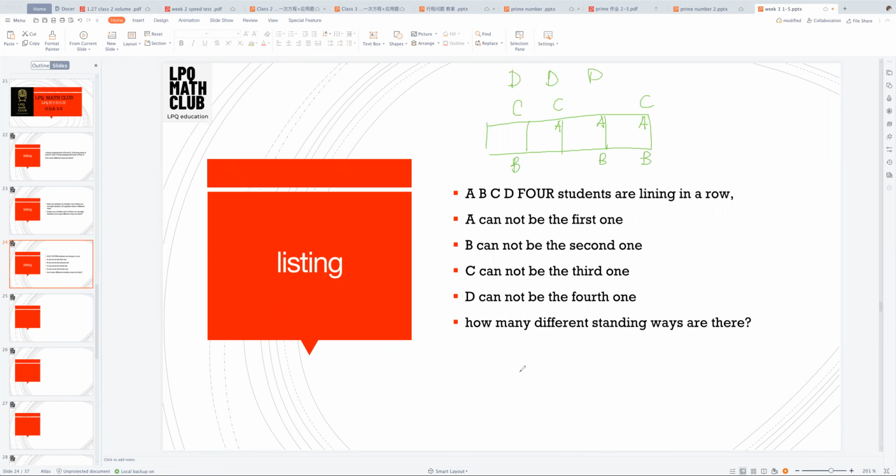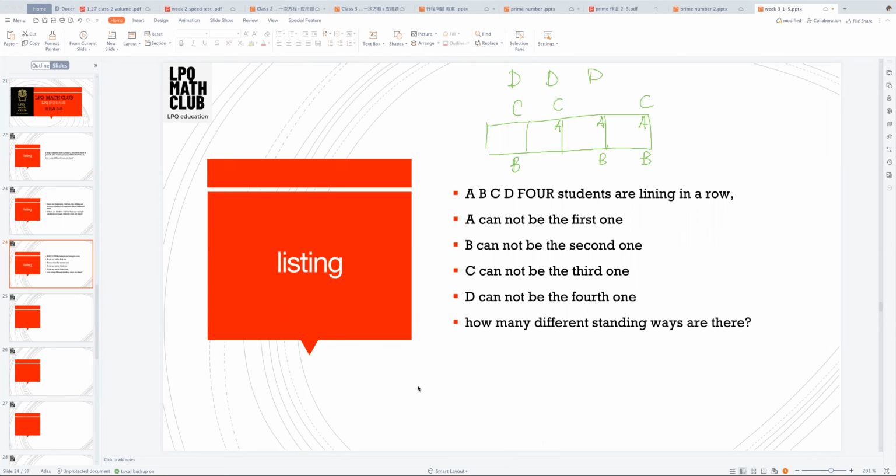Okay, so the question is, how many different standing ways are there? This question is super duper hard, okay? So if you feel like this question is very hard for you, we don't really require you to understand these questions by now, because later on you will have more strategies to do that.